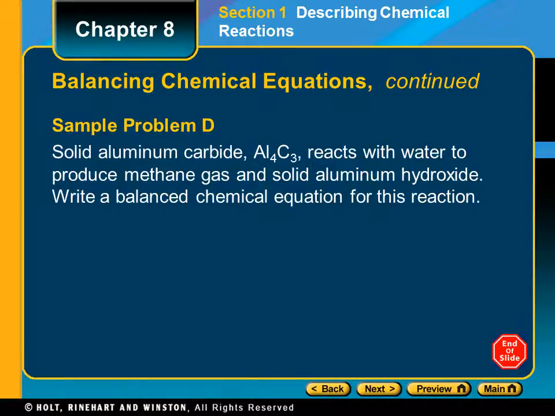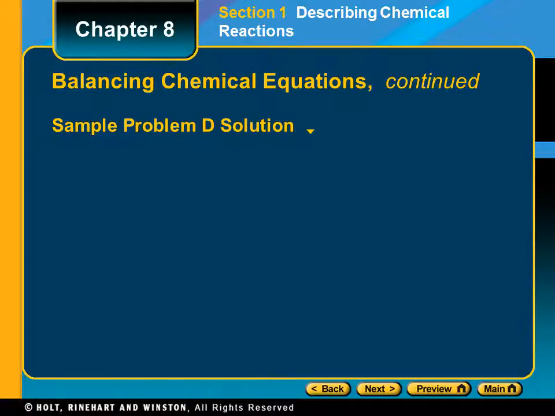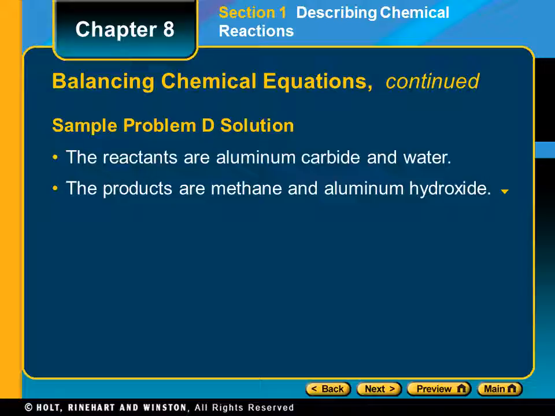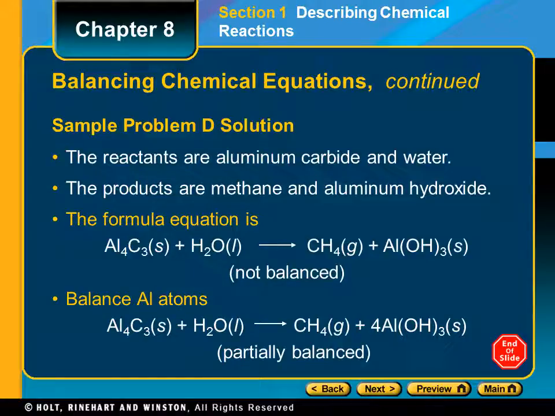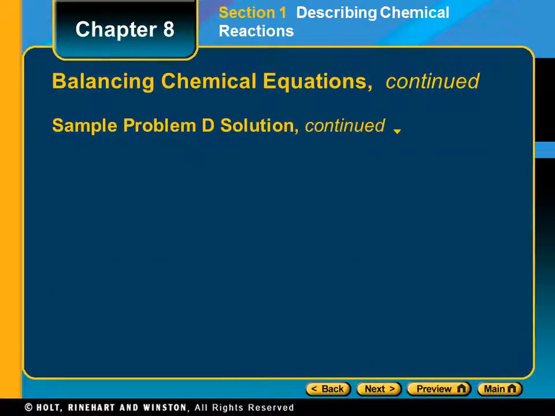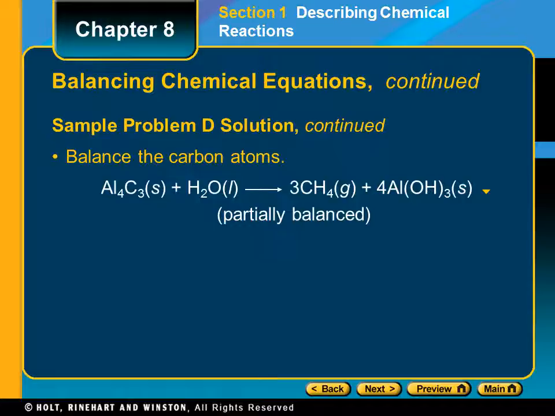Sample problem D. Solid aluminum carbide, Al4C3, reacts with water to produce methane gas and solid aluminum hydroxide. Write a balanced chemical equation for this reaction. The reactants are aluminum carbide and water. The products are methane and aluminum hydroxide. The formula, what you see there, is obviously not balanced. Balance the aluminum atoms. This is a partial balance at this point. Balance carbon. Partially balanced now.